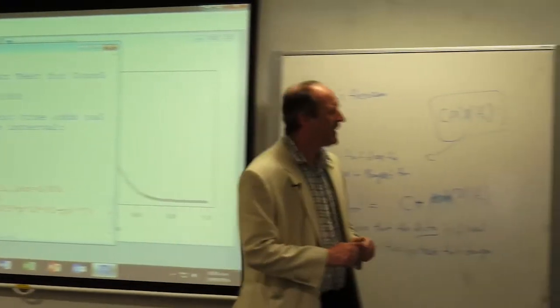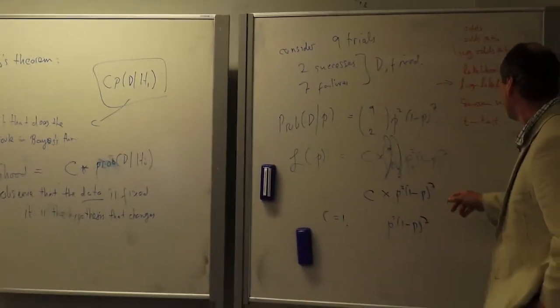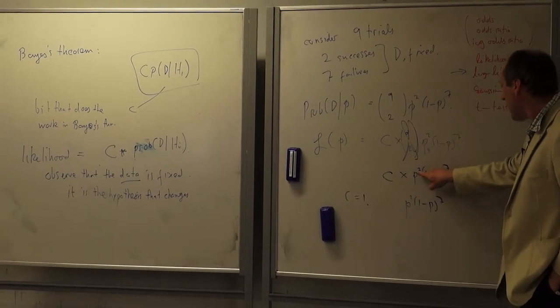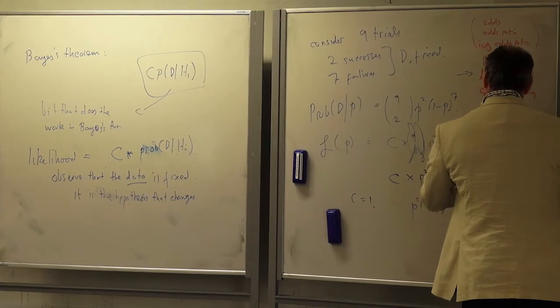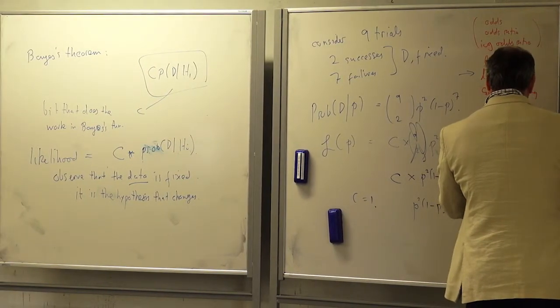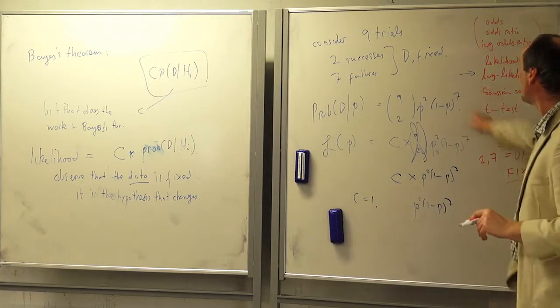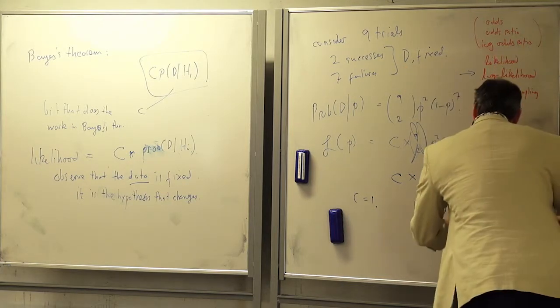I want to say again, because it confused the living daylights out of me when I was learning this stuff. The data is in here and here. The data, the 2 and the 7, are the data. Fixed. We've written it down on the board and it's not going to change. It's there. I'm not moving it. P is now variable.